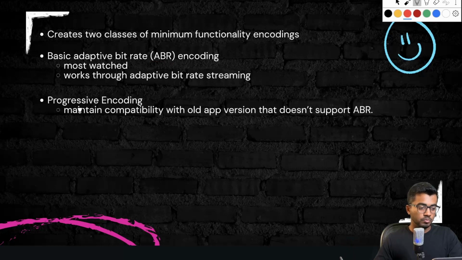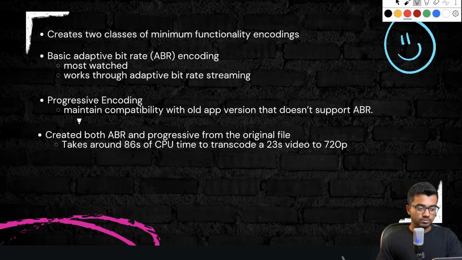But the other thing was the progressive encoding, which was to maintain compatibility with older apps that don't support ABR. This was not used much, but it was kind of a legacy thing that they had to do, to support the older devices or older app clients. So they had to create both ABR and progressive from the original file. That means given the original upload from the user, it triggers two different encodings, which transcode the whole thing into two different file formats as specified by Instagram.